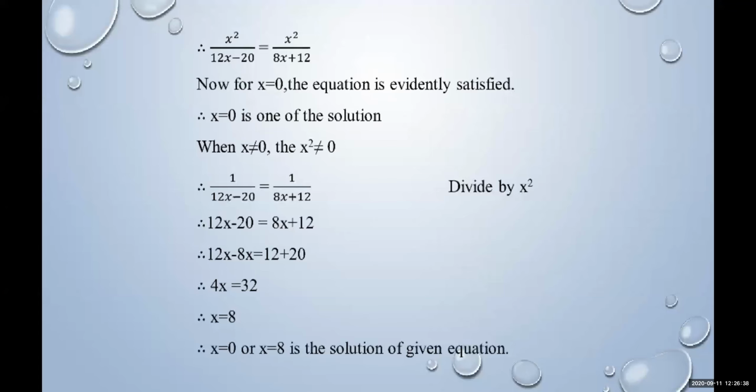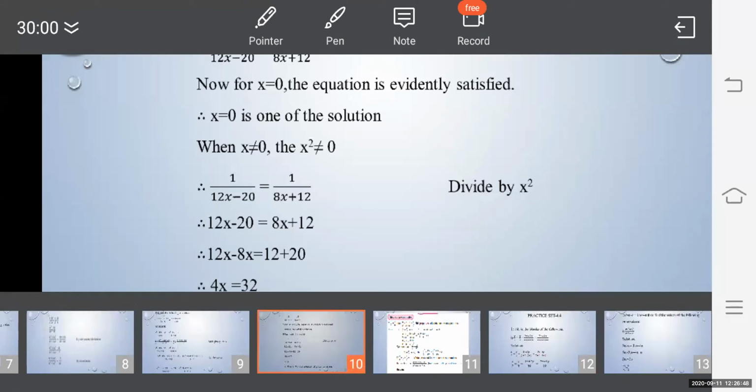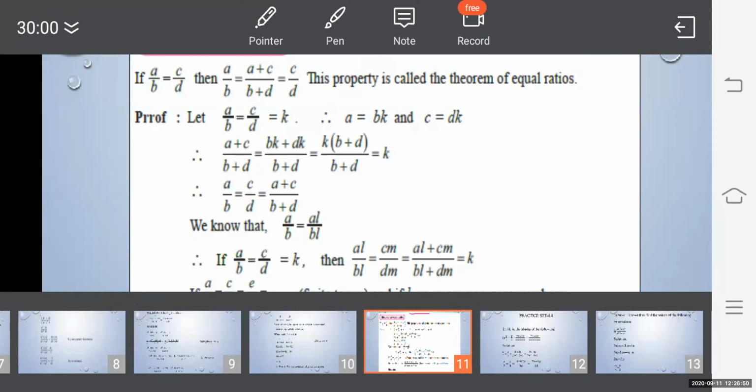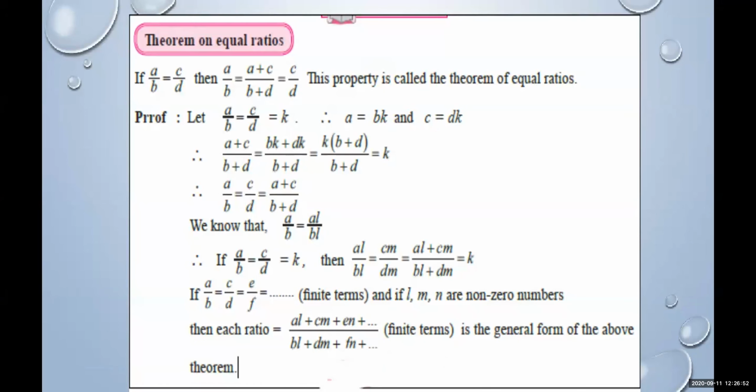Now here the 4.3 point is completed. So we will start with 4.4, but before that, one concept is there before 4.4. The concept is about the theorem on equal ratios. So you can see here one theorem on equal ratios.